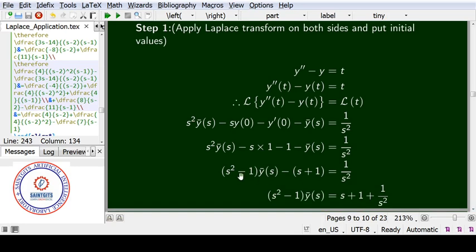So this expression: s square minus 1 into y bar of s minus s plus 1 equal to 1 by s square. Now we put this term minus of s plus 1 to the right side. Here this s plus 1 is subtracted on the left side. So when we put this minus of s plus 1 into the right side, it gives plus. So s plus 1 plus 1 by s square. Now we have s square minus 1 associated with this y bar of s. This is also known as the subsidiary equation for this Laplace transform.